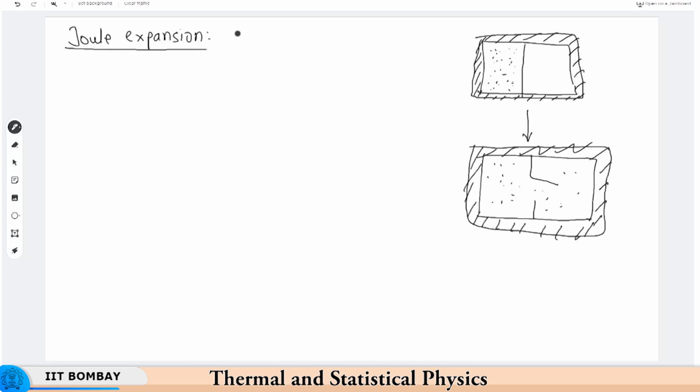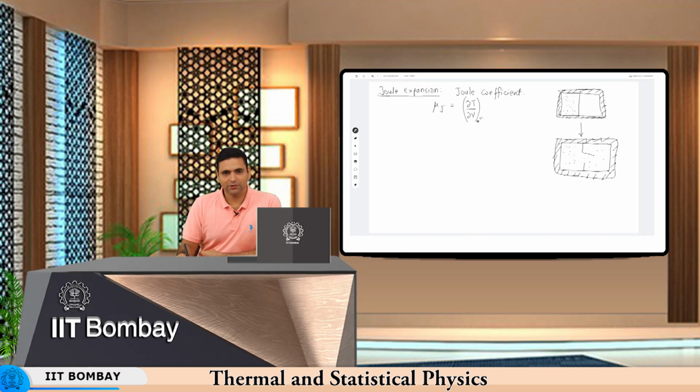We defined something known as the Joule coefficient, mu j, and this is essentially the change in temperature as we increase the volume of the gas under adiabatic conditions. It can't exchange heat, so the entropy remains constant. Basically we are interested in what happens to the temperature of such a gas when it undergoes such a process.